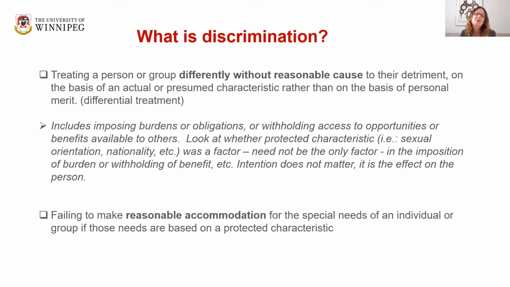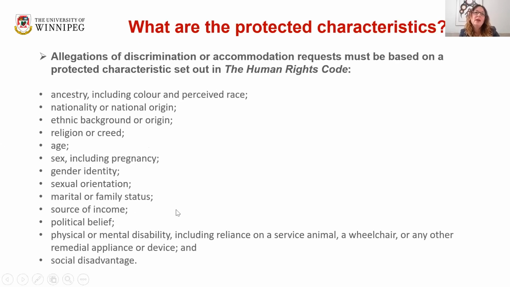And failing to make reasonable accommodation is connected to this as well. And that's where if you have a special need based on a protected characteristic, like, for example, if I am pregnant and I need time off to go to my medical appointments, or I have a disability and I need a service animal, those needs are based on a protected characteristic, and we are required to provide reasonable accommodation to meet those needs. So when I talk about a protected characteristic, what do I mean? In the Human Rights Code, there is a number of characteristics that are protected.